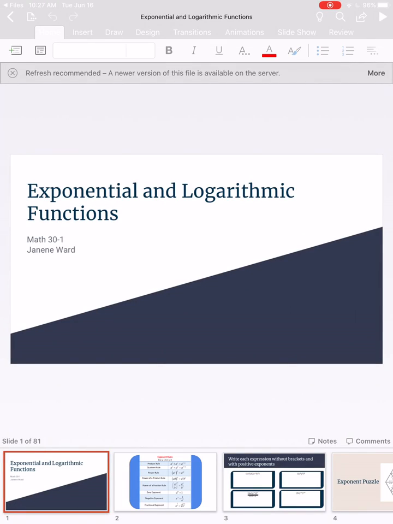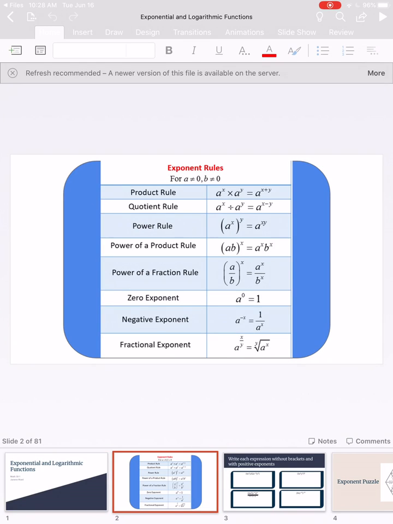Okay, so we're going to look at the exponent and log functions. This is the beginning of our first unit. To start with, we're actually going to review some exponent rules. So you would have seen a lot of these exponent rules in Math 9 and then probably again in Math 10. So to start with, we have the product rule.